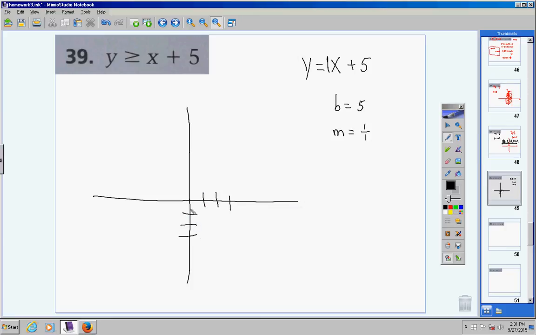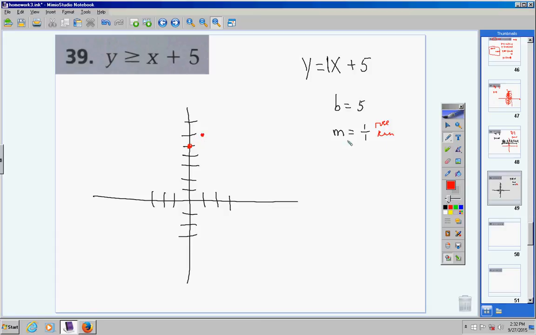How about super fast? I mean, this is so easy, guys. Learn to recognize fast shortcuts like this. Y is already by itself. So for B, my y-intercept, I'm going to put a point at 5. 1, 2, 3, 4, 5 right here. And then I'm going to rise 1, and I'm going to run 1. So rise 1, run 1.